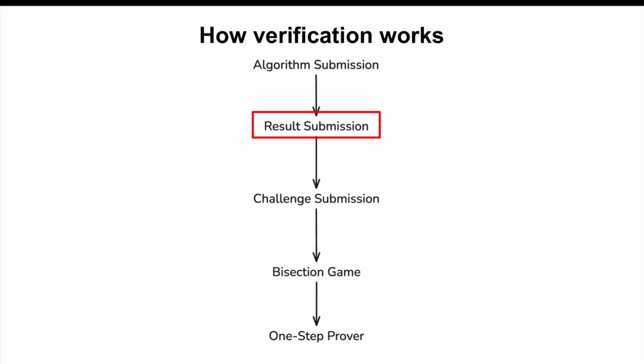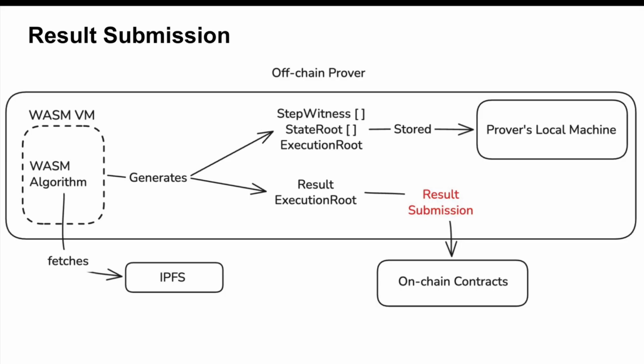So let's get back to the result submission. Okay, let's explore the result submission now. It's pretty straightforward, pretty easy. In order to submit the result, this is the prover. He fetches the algorithm from IPFS and puts it into the WebAssembly virtual machine, and this virtual machine generates the step witnesses, all the state roots, and the execution root in the end, which are stored on the prover's local machine.